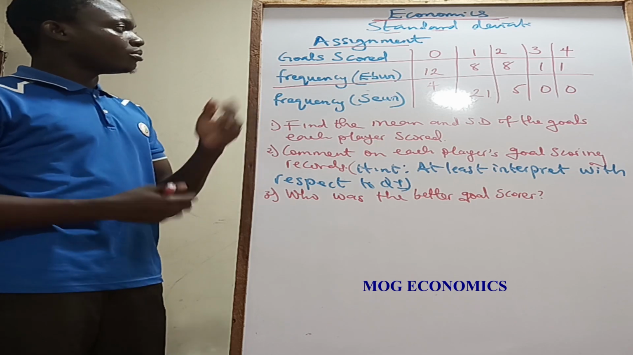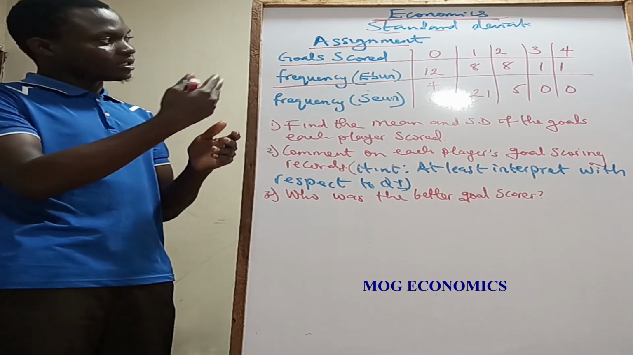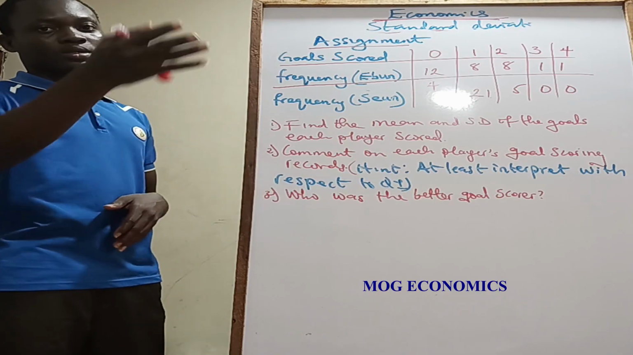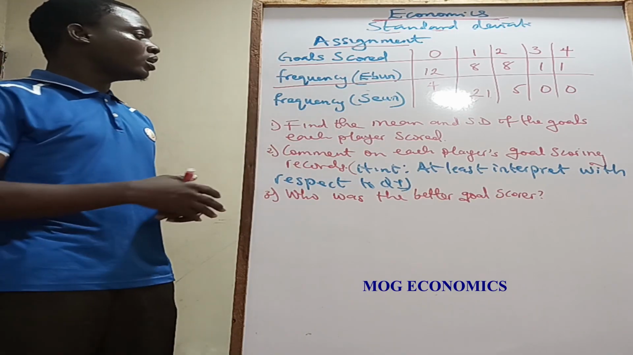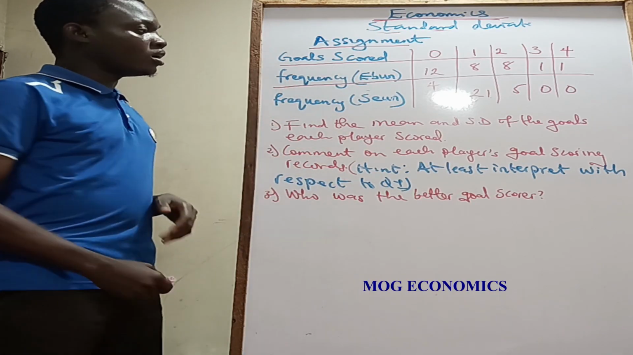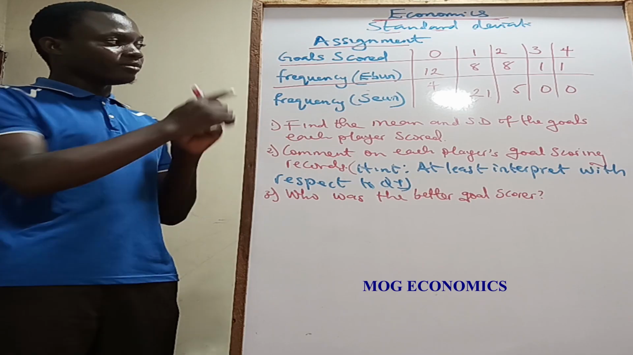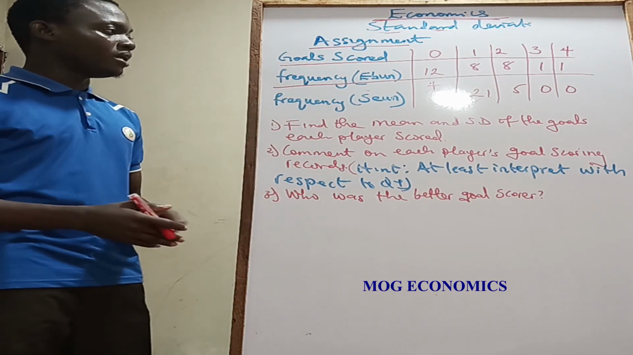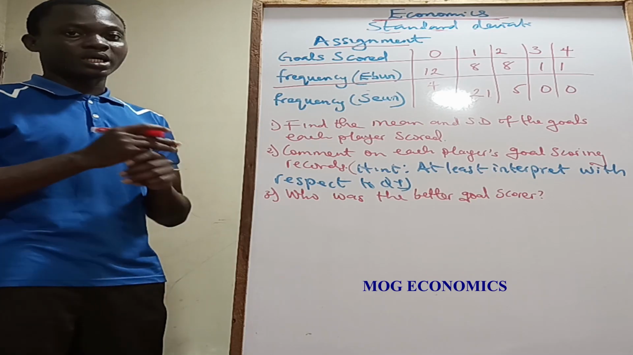Now, for Ekun: 12 times no goals, 8 times one goal, and so on. That's what she had. Therefore, for Sheung: 4, 21, 5, 0, 0. Your question now is to find the mean and the standard deviation of the goals each player scored.